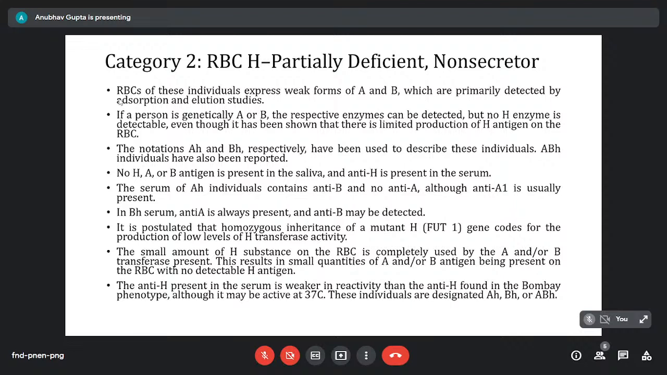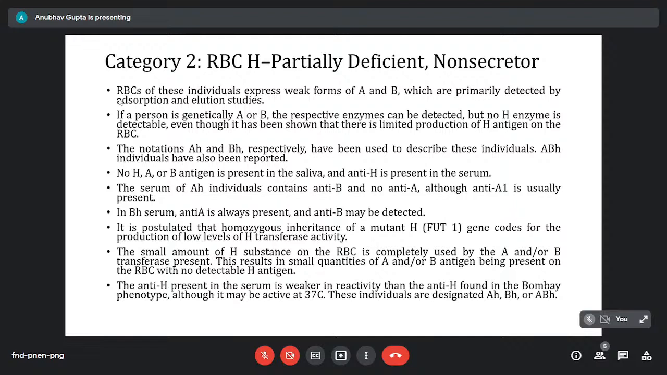If the individual is having an AB blood group plus H deficient phenotype, then it will be labeled as ABh individuals. No H, A or B substance is present in the saliva. Why? Because the individual is a non-secretor, is not harboring the Se gene. The serum of Ah individuals will contain anti-B and no anti-A, same as we have talked about previously. Although anti-A1 is usually present.